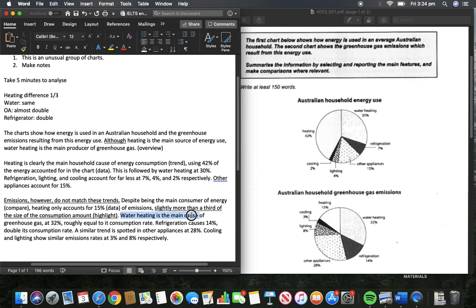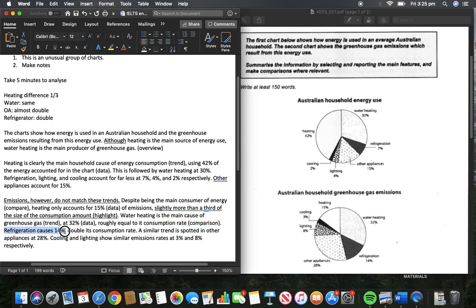Water heating is the main cause of greenhouse gas. Okay, so again, I've really made that point clear. Main cause of greenhouse gas, trend. At 32%, data roughly equal to the consumption rate, comparison. And I guess it's kind of a highlight as well. All right, so keep that nice and simple. And again, this sentence has put a lot of information in there. Like, I've done a lot with one sentence. Then I go on to the next one.